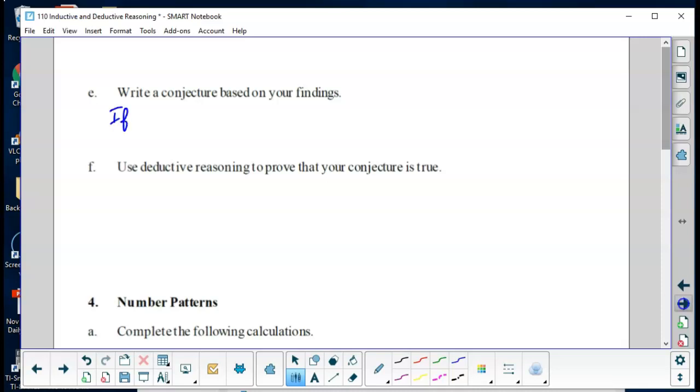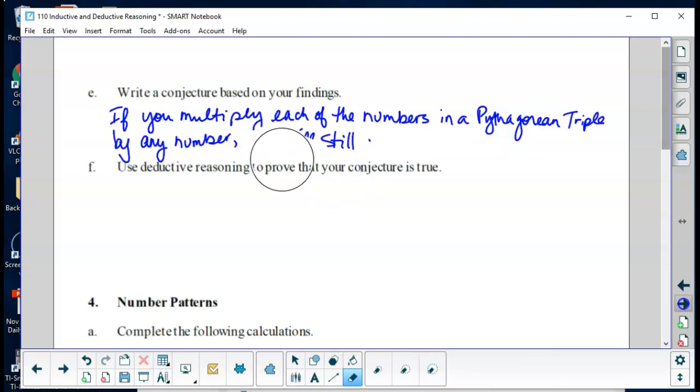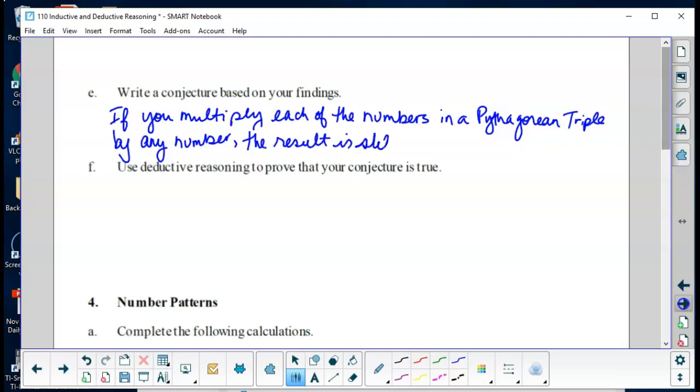So I would say if you multiply each of the numbers in a Pythagorean triple by any number, the result is still a Pythagorean triple. Okay, so then use deductive reasoning to prove that your conjecture is true.